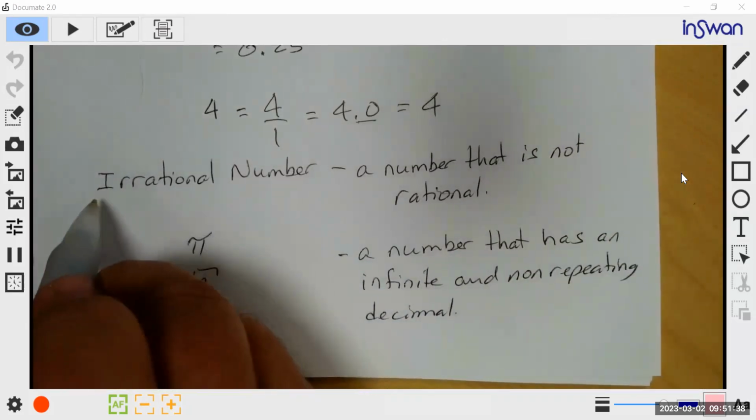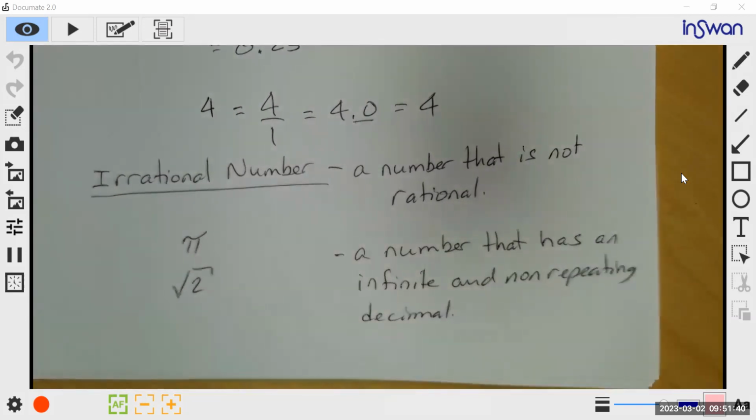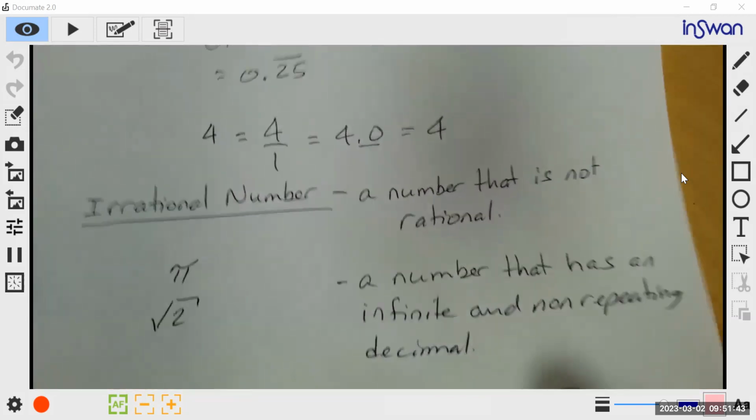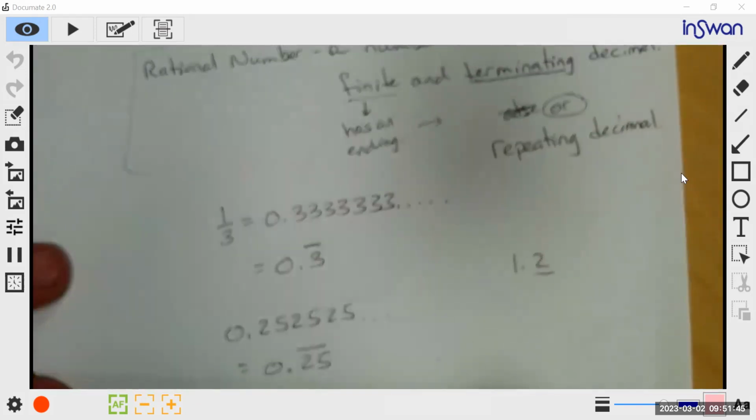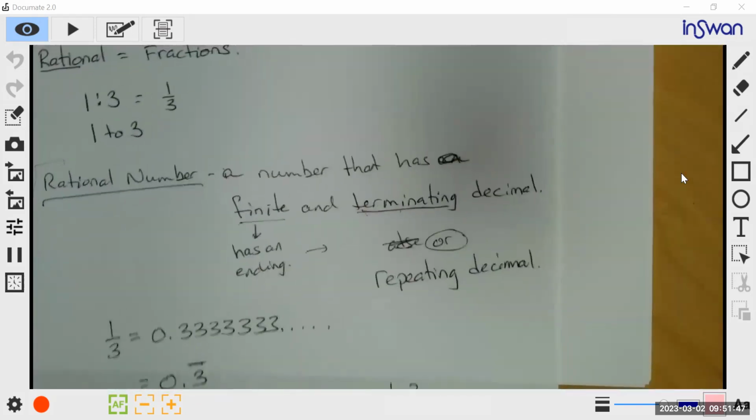Okay, so let's talk about rational numbers. That's our first topic. So these are the opposites of each other. Rational numbers are finite and repeating. Irrationals are infinite and not repeating.